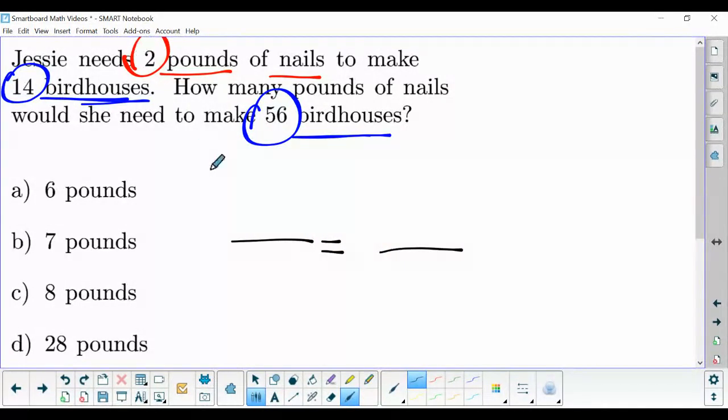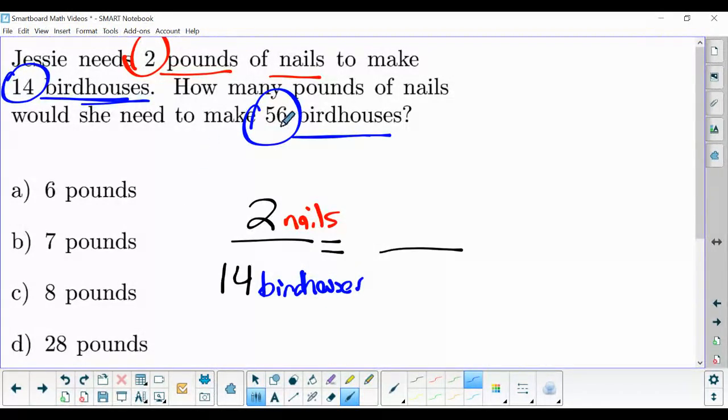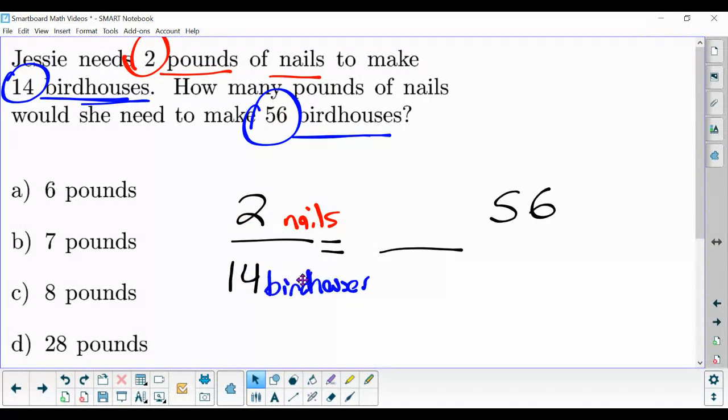So right here you have 2 pounds. I'm going to put 2 right there, but don't just put 2. You need to let me know what 2 stands for. So I'm going to put right here pounds of nails. And over here at the bottom, you got birdhouses. So I'm going to put right here 14 birdhouses. And over here we got 56. So what you want to do is make sure that the 2 is with 14. So that means they should be on top of each other.